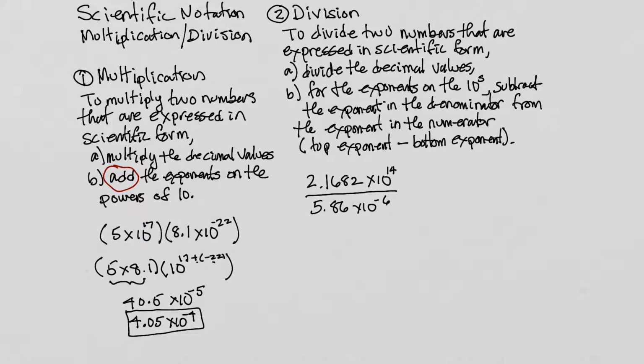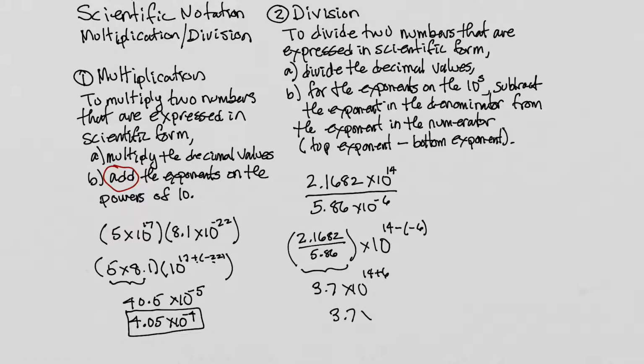So what we're going to do here is make this division of the decimal parts, 2.1682 divided by 5.86. And then we're going to multiply it by 10 to the, now it's the top exponent, 14, minus the bottom exponent, negative 6. So making this division, and I did this on my calculator, I got 3.7 times 10 to the, okay, it's going to be 14 plus 6, so we're going to get 3.7 times 10 to the 20th. Huge number.